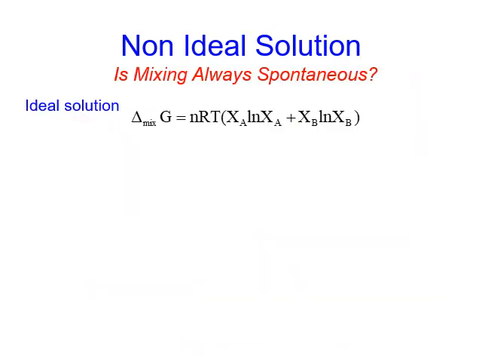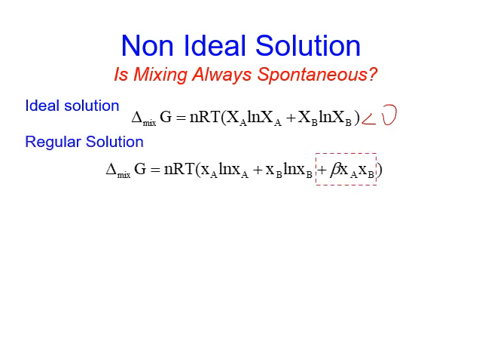We just showed that mixing an ideal solution is always spontaneous. Delta G is less than 0. Now for a non-ideal solution, we need to add an additional term that represents the difference between the intermolecular interactions. Beta measures the energy between AB molecules compared to AA and BB.